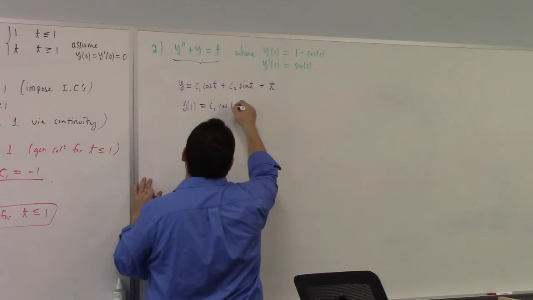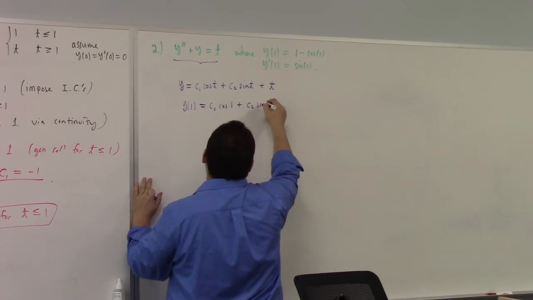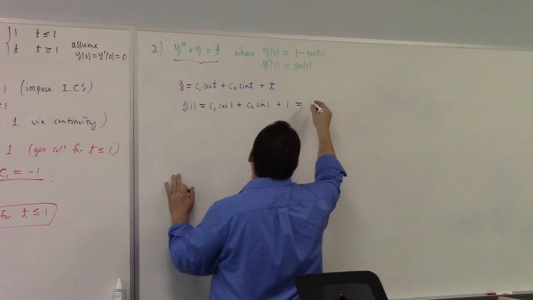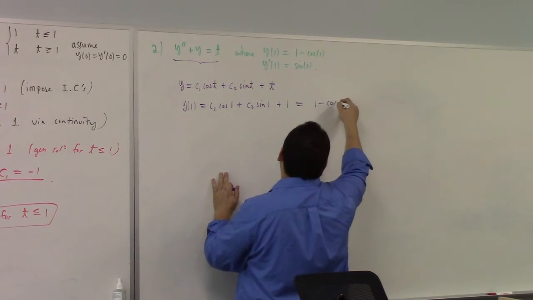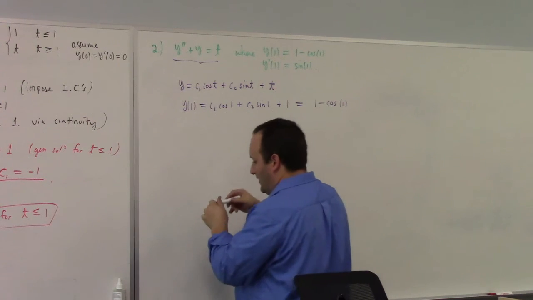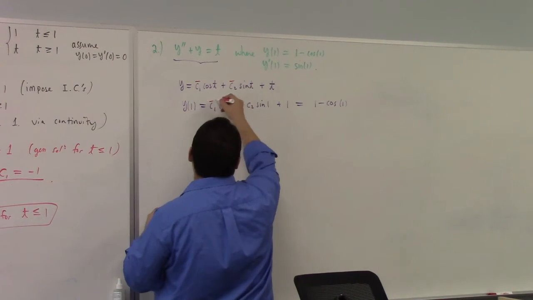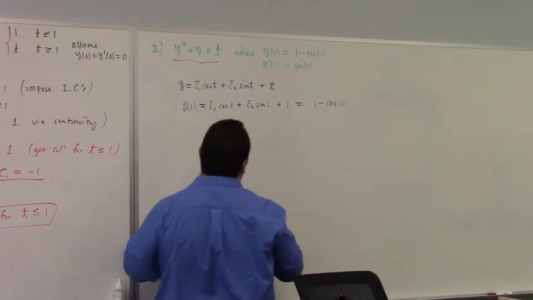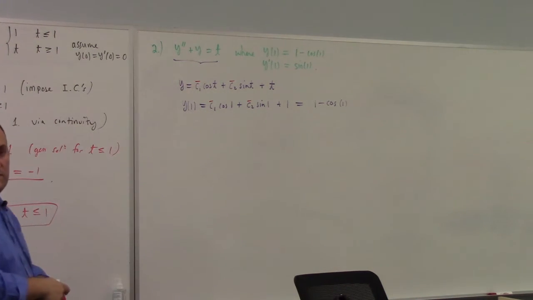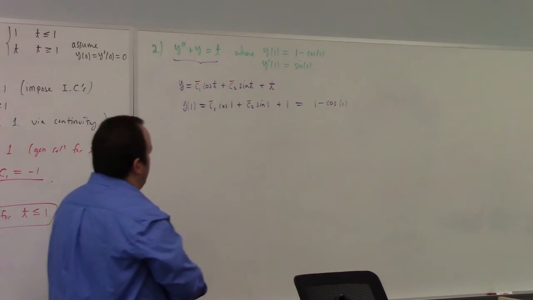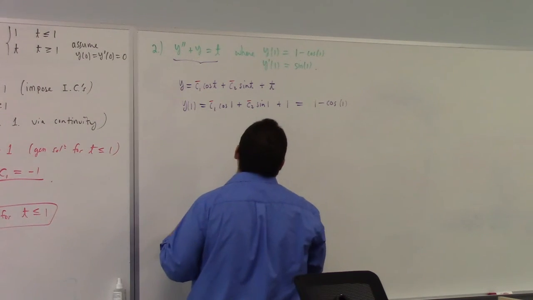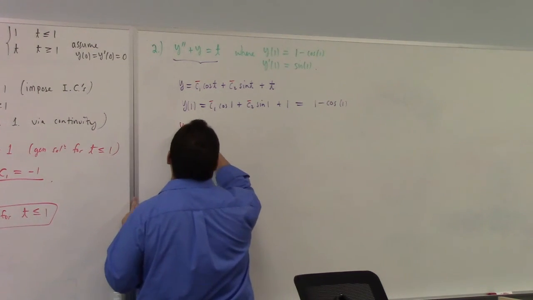Woohoo. Yay. And then y(1) is c1 cosine 1 plus c2 sine 1 plus 1 is equal to 1 minus cosine 1. And by the way, to be clear, I should put some bars on these. These are not the same c1 and c2 as we had before, all right? These are new c1, c2, just to be clear. And so what do you got here? You got an equation. And then what's y'(1)?